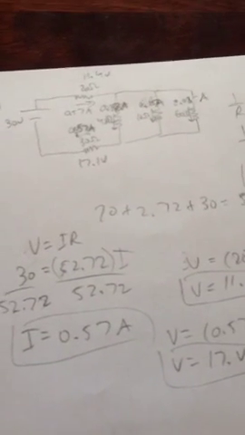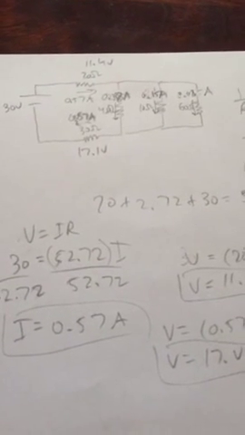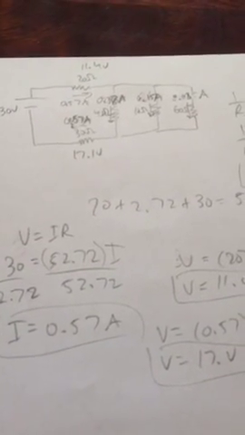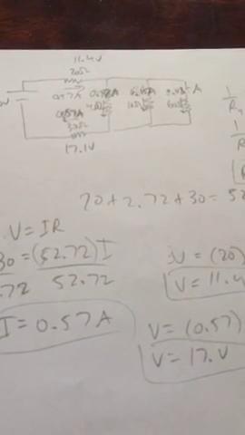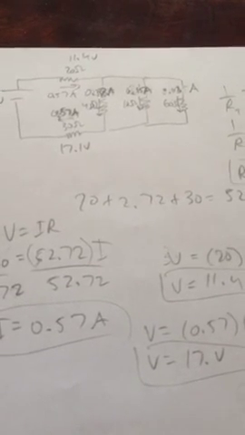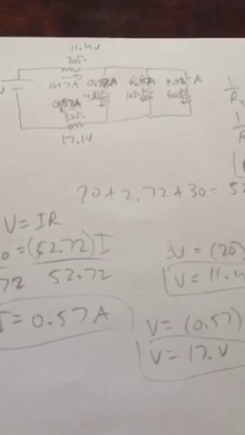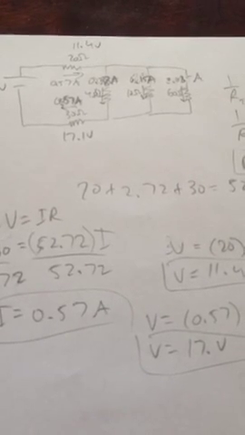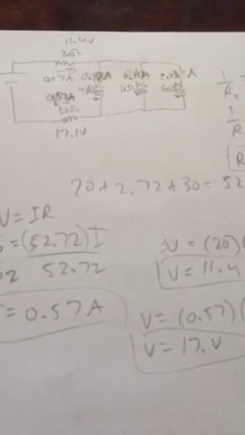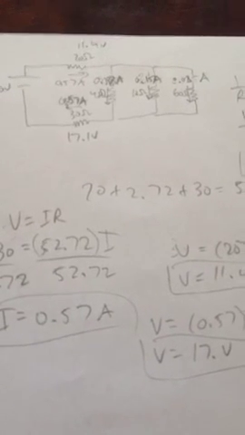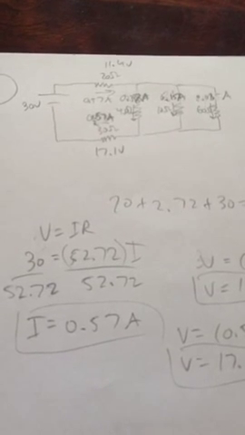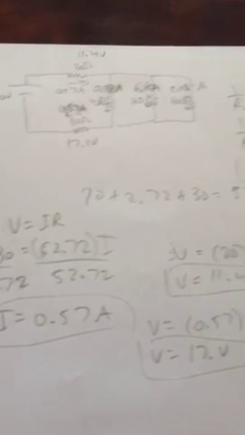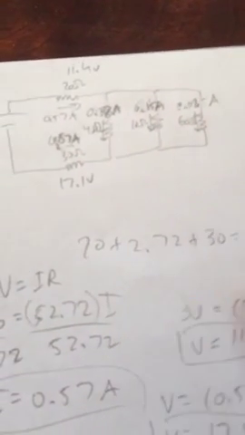Problem number 4. You have a combination of series and parallel. It's like this. The 20 ohms and the 30 ohms are both in series, and then the 4, 10, and 60 are a part of a parallel. First, what I would personally do, use the formula V equals IR. You find the total resistance of the circuit. So we're going to find the total resistance of these three, which are in parallel.